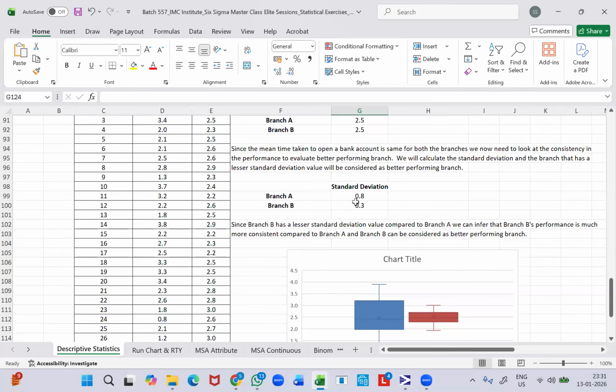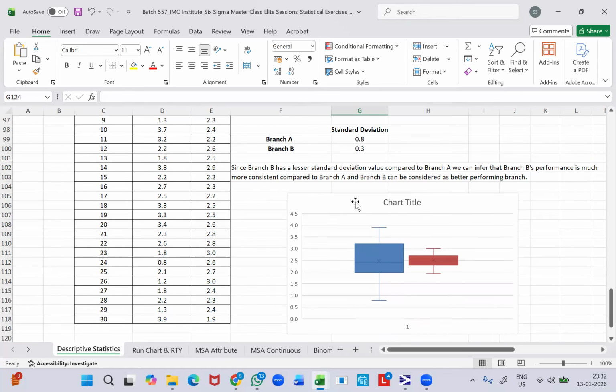We calculated the standard deviation for both the branches. This is the standard deviation with regard to the time taken to open a bank account for branch A and branch B. And we could find that branch B has a lesser standard deviation compared to branch A, indicating that branch B's performance is much more consistent, and hence we will infer that branch B's performance is better than that of branch A.